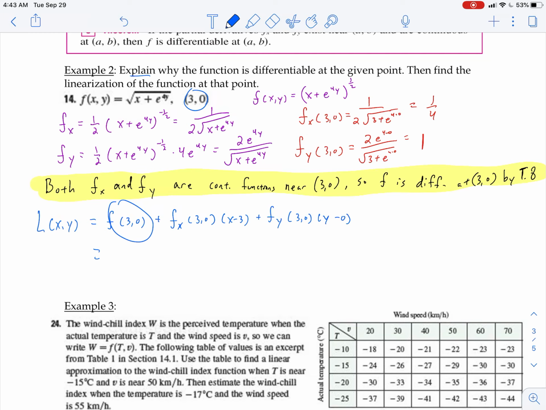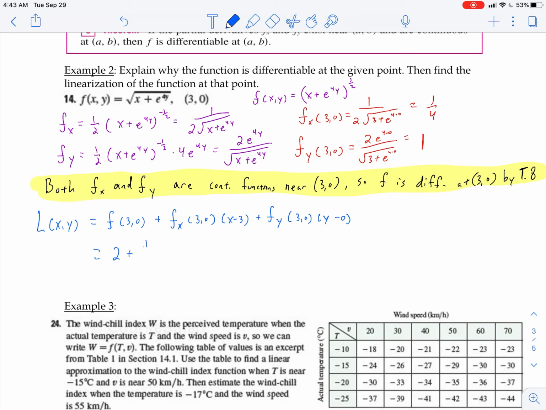To get this value right here, we're just going to substitute (3, 0) into our function. So I'm just going to go ahead and do the math there. 3 plus e^0, so 3 plus 1 is 4, and the square root of 4 is just 2.